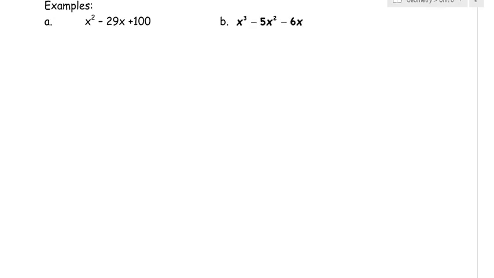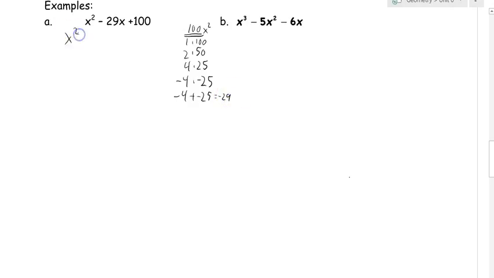Okay, so example A. Trinomial, x squared minus 29x plus 100. The 3 terms don't have anything in common. So off to the side, doing our scratch work, we multiply the first and last together, we get 100x squared. That's 1 times 100, 2 times 50, 4 times 25. We know we can switch all the signs, so 4 plus 25 is 29, but we want negative 4 and negative 25, because a negative times a negative is still positive 100. But when we add them together, negative 4 plus negative 25 is indeed negative 29.